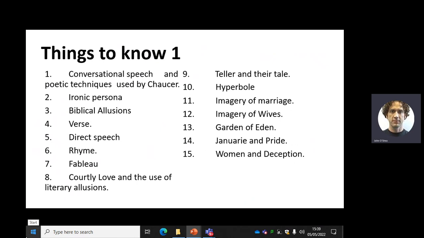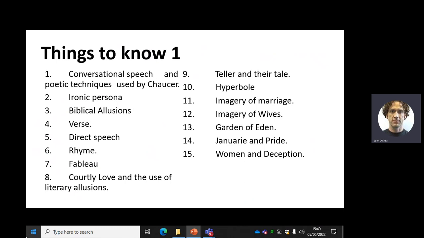So, things you should know about the Merchant before we move on. It's quite conversational. The speech is peppered with idioms, like "for well I know, for well I wot." The Merchant is trying to be conversational, like a story being told. It is your poetry text. And so I advise you to treat it like your poetry text. So mention a couple of poetic techniques that are used, even though AO2 is not directly assessed. Show that you're aware that it's actually your poetry text.